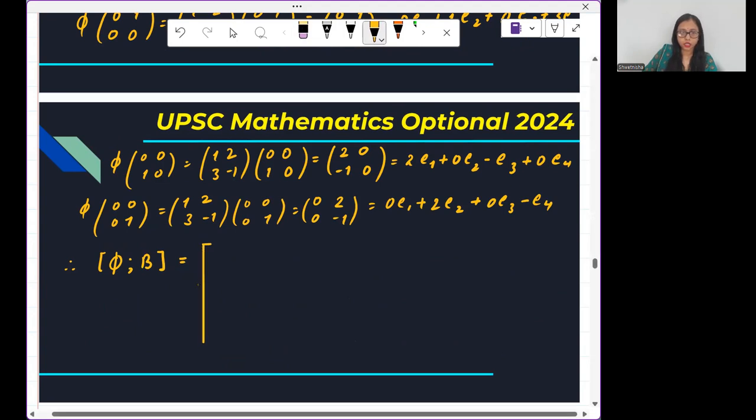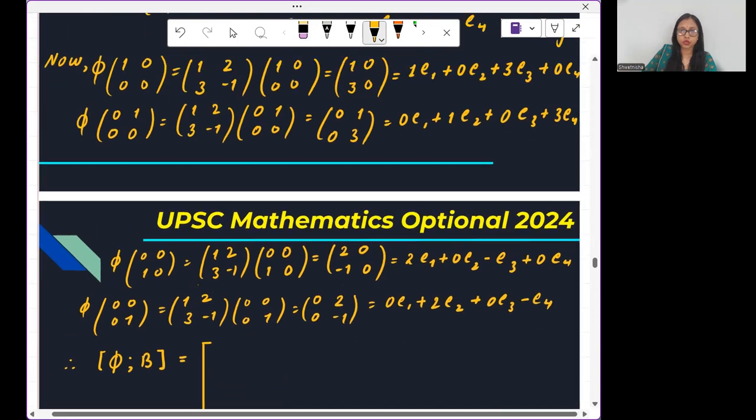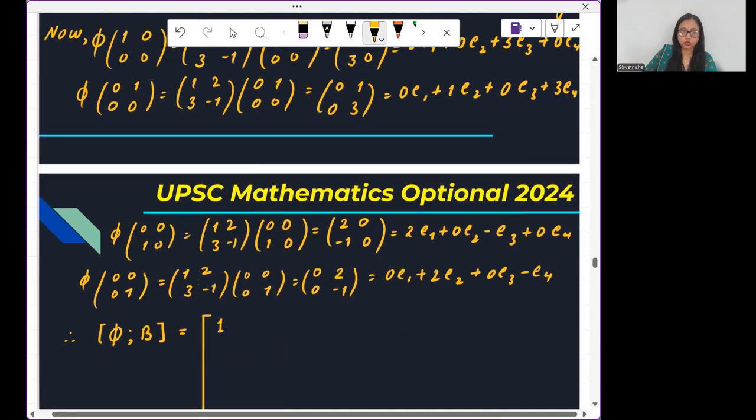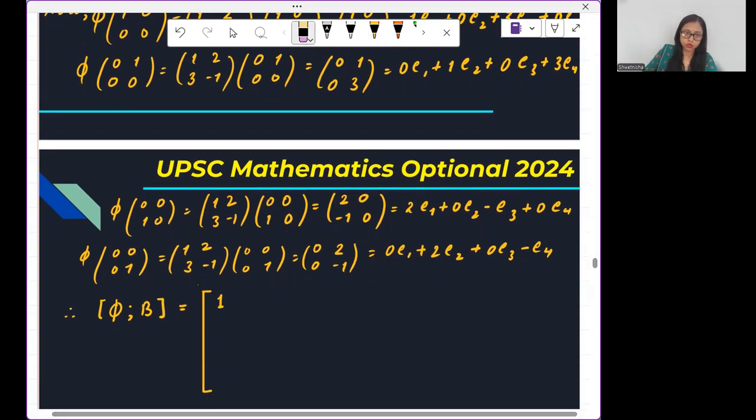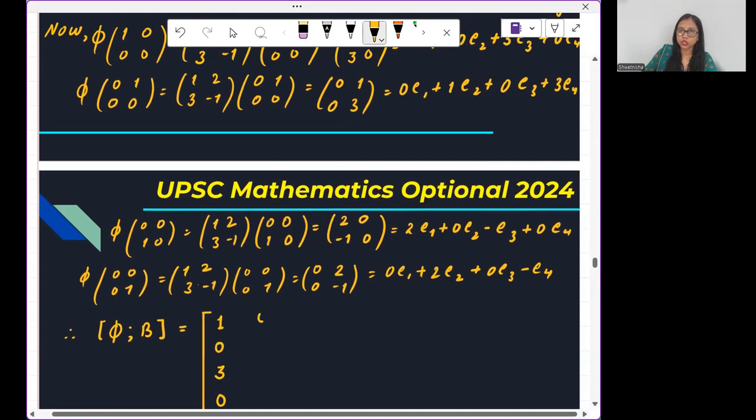as you can see, first column 1, 0, 3, 0. Then next we have 0, 1, 0, 3, 2, 0, minus 1, 0, 0, 2, 0, minus 1. That is the required matrix.